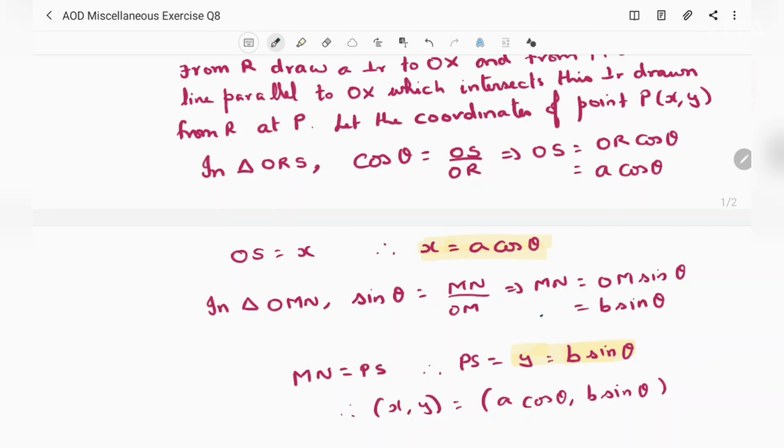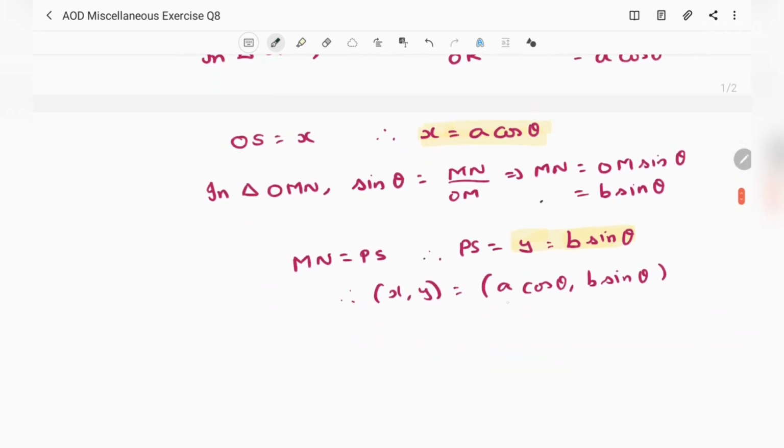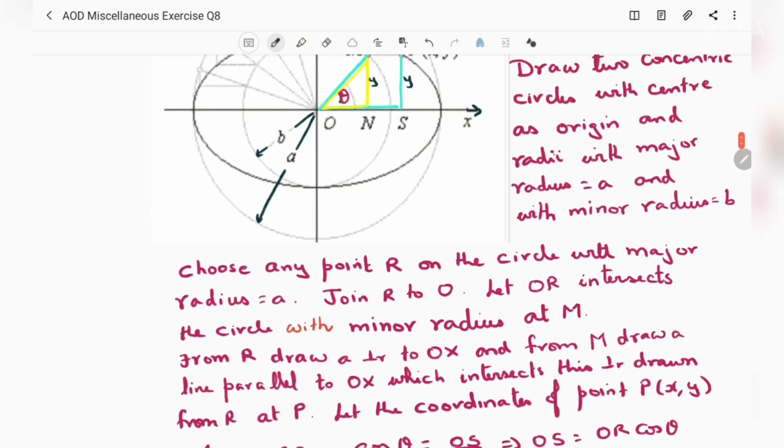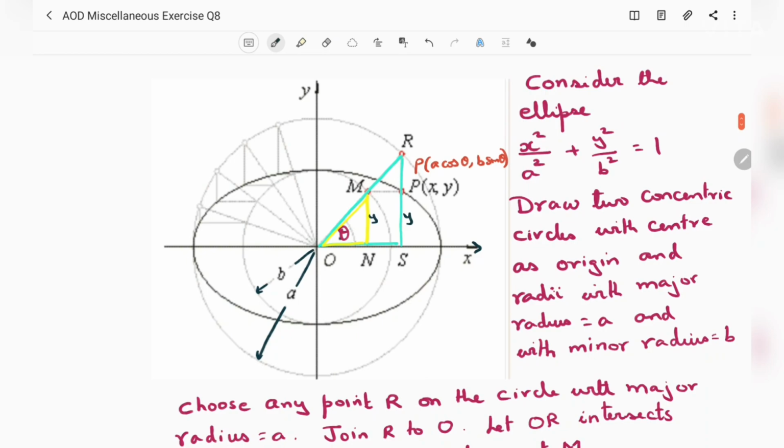So, you got the relation between x, y and theta as x equal to a cos theta, y equal to b sin theta, where theta is the parameter. So the coordinates x comma y can be written as a cos theta comma b sin theta. The student should not get confused that theta is the angle made by the line joining OP with x axis, but instead it is the angle made by OR with the x axis. So you should be careful about what theta is.